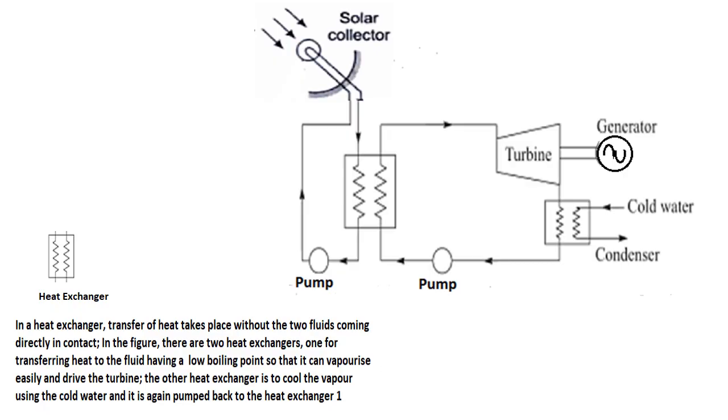So the heat of this water can be given to the fluid, and this fluid will have a low boiling point. Therefore, using the heat of this water, the fluid vaporizes, and this vapor can be used to drive the turbine, generating electricity. The vapor is then cooled in the second heat exchanger using cold water. That means the heat of the vapor is being absorbed by the cold water, this is then pumped back into the first heat exchanger, and the cycle repeats.